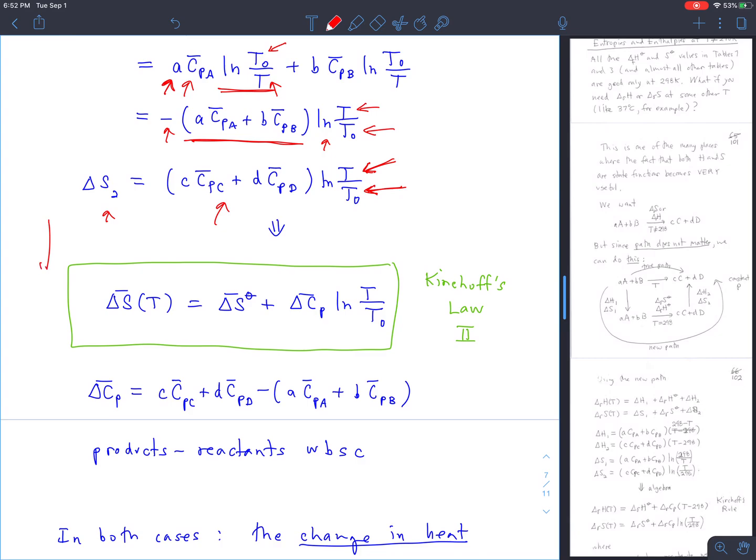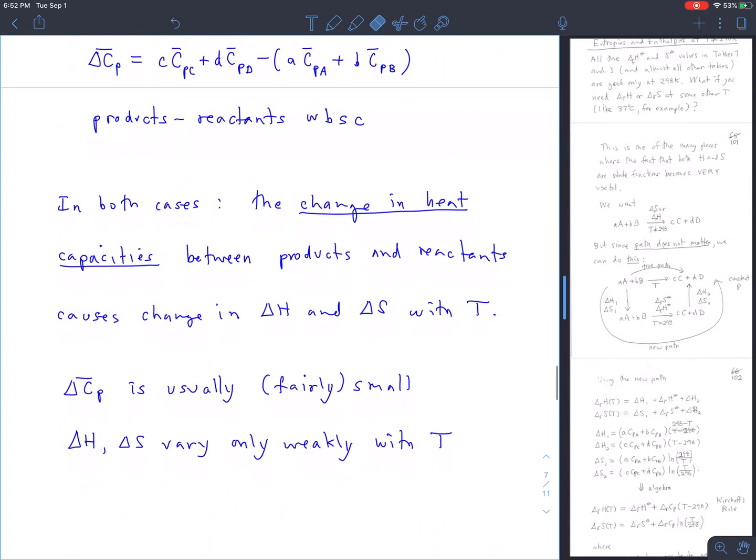So putting all that together, we get that the overall delta S at a temperature not the table temperature is the table value plus again delta Cp, the same delta Cp, now times log of T over T0. So it's very similar. This is Kirchhoff's Law 2, as I've called it. The two Kirchhoff laws are very similar. There's just a small difference here at the end, right? Delta T for delta H and log T over T0 for delta S. All right.